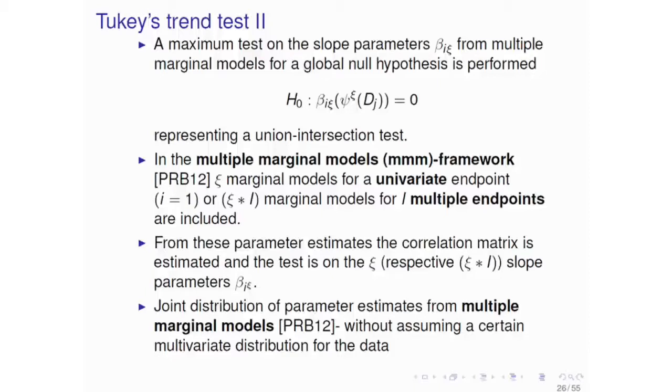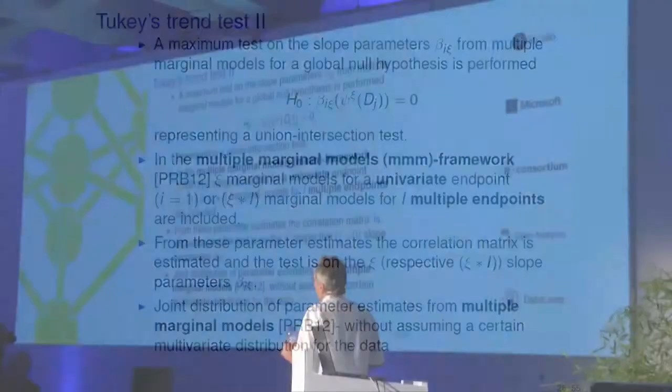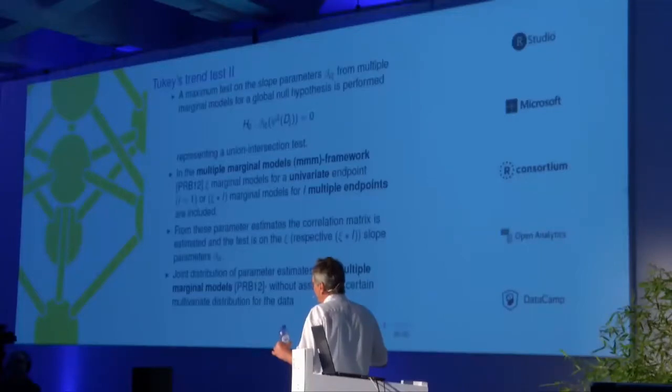And important is that in this framework, the correlation matrix is estimated. I must not calculate it in advance. And the joint distribution of these parameter estimates for multiple marginal models can be achieved without assuming a multivariate distribution of the data. Very important. It's a very limiting fact that many approaches like Hotelling assume that the data are multivariate normal distributed. This function is available, MMM, in the package multcomp.